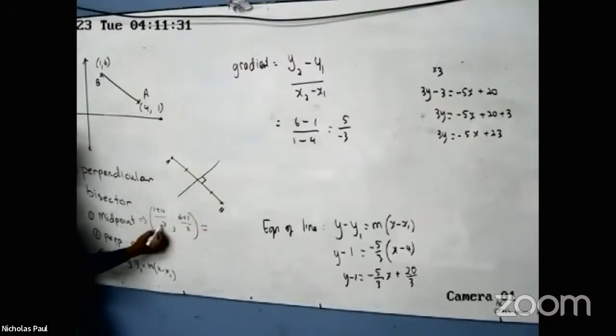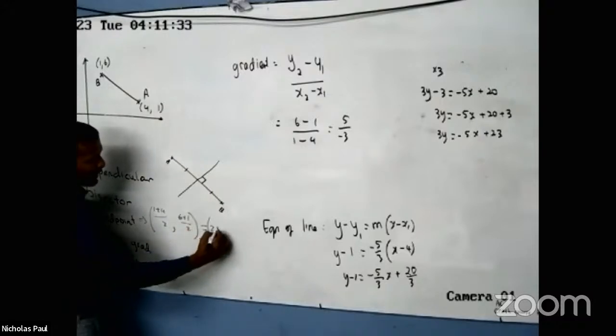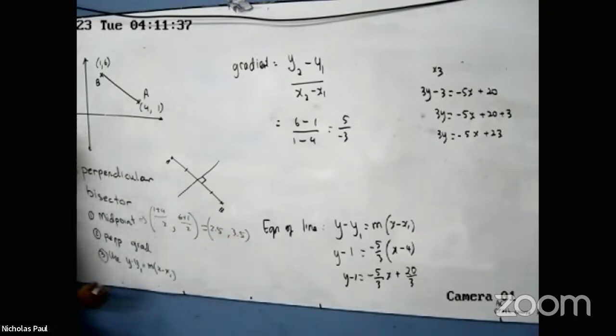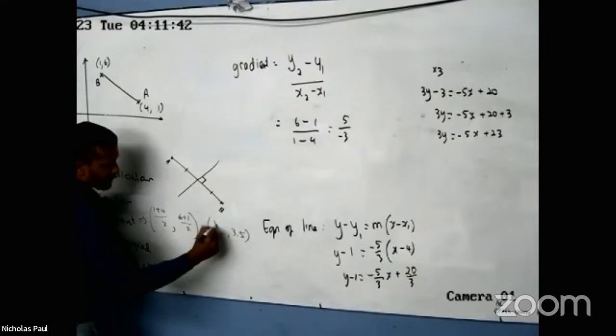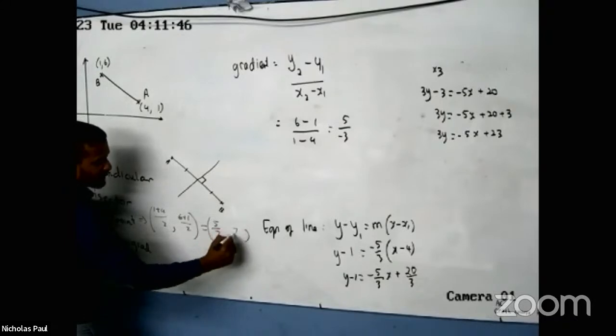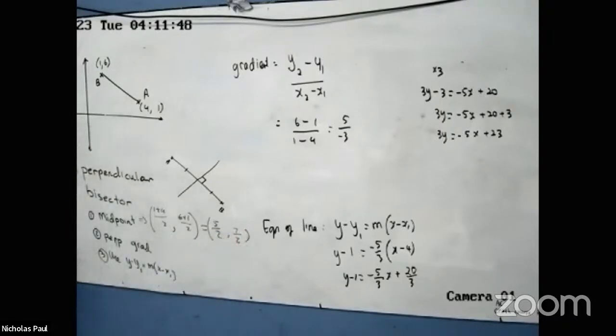So that will be 5 on 2, that will be 2.5. And 7 on 2 will be 3.5. Not the best numbers, but we have to work with it, right? Actually, I'll leave it like this: 5 over 2 and 7 over 2. Okay.